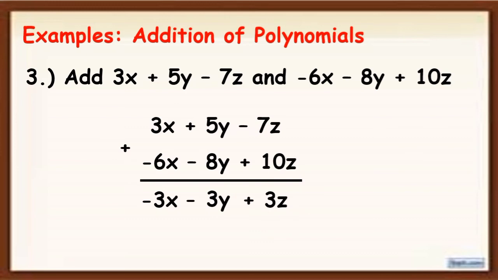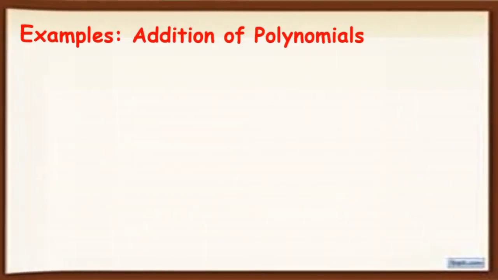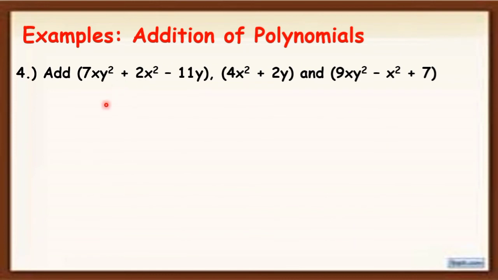Now, look at this given. 7xy squared plus 2x squared minus 11y plus 4x squared plus 2y plus 9xy squared minus x squared plus 7. As you can see, we are adding polynomials that have different numbers of terms. But don't worry, we can still do the same process. Just arrange first the given similar terms in the same column.